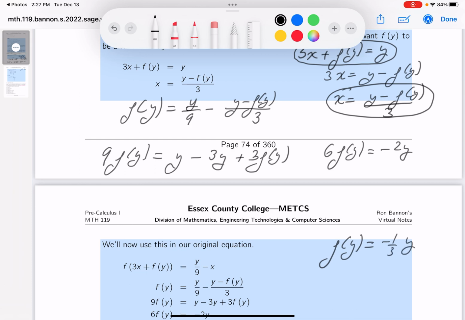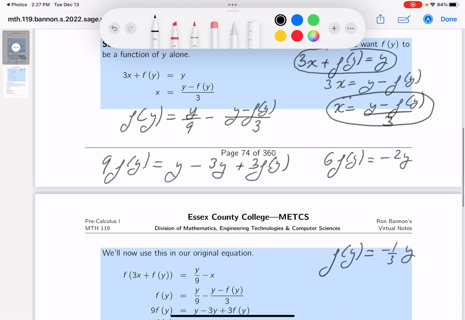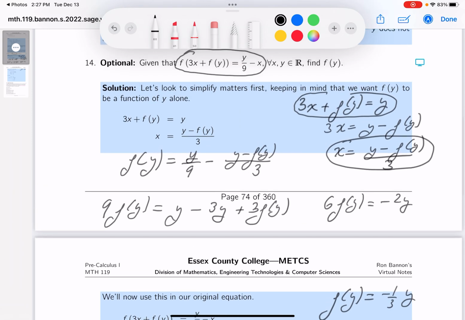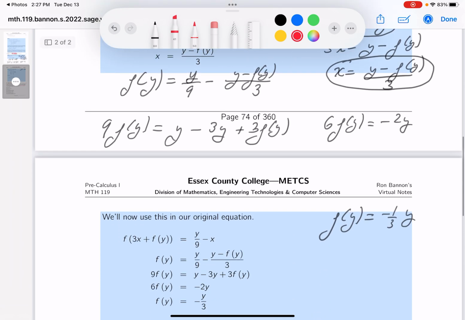All right. Now, certainly, we probably should check it. There's a possibility I made a mistake somewhere. And so where do you check this? I guess go back to the original. The original is this one here. Let's write it down then. So what do you get? This is the original problem: 3x plus f of y is equal to y over 9 minus x. And we're going to check that out now.